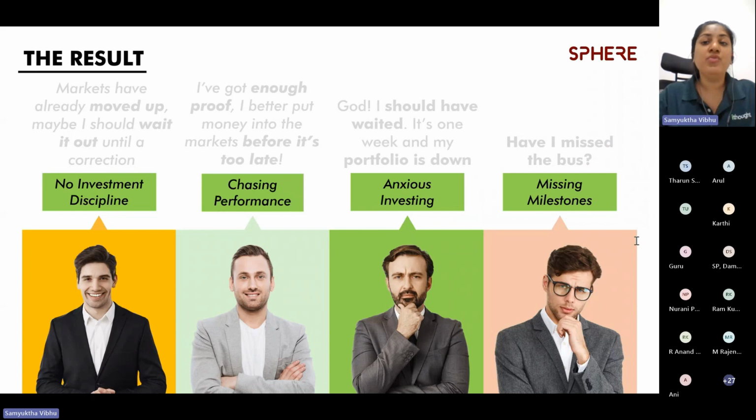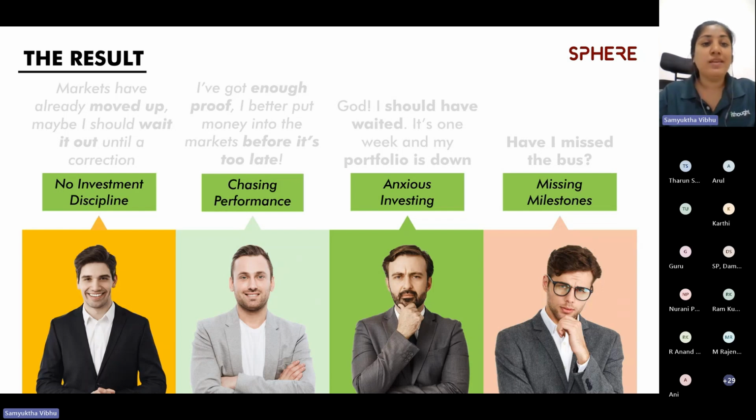And if you wait it out, or if you're trying to optimize too much, then what you actually miss is quite a big thing. You miss hitting your milestones when you should be hitting them. You miss creating wealth at the speed or the pace that you should be creating wealth, simply because you're waiting for something better to happen for you.